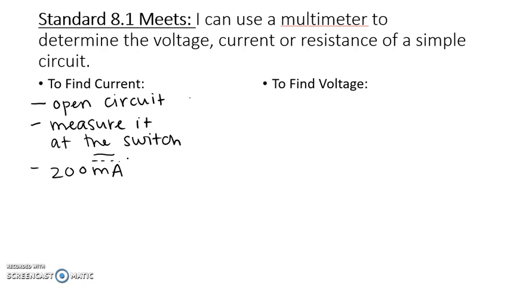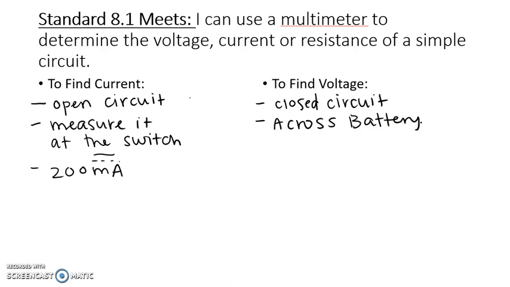If we look then at finding the voltage, instead of measuring at an open circuit, oops, I'm sorry. We're going to be measuring at a closed circuit, right? So we measured at an open circuit to find current. To find voltage, we're measuring at a closed circuit. At this time, we're going to measure across the battery. Measuring across the battery is going to give us the voltage of the battery.